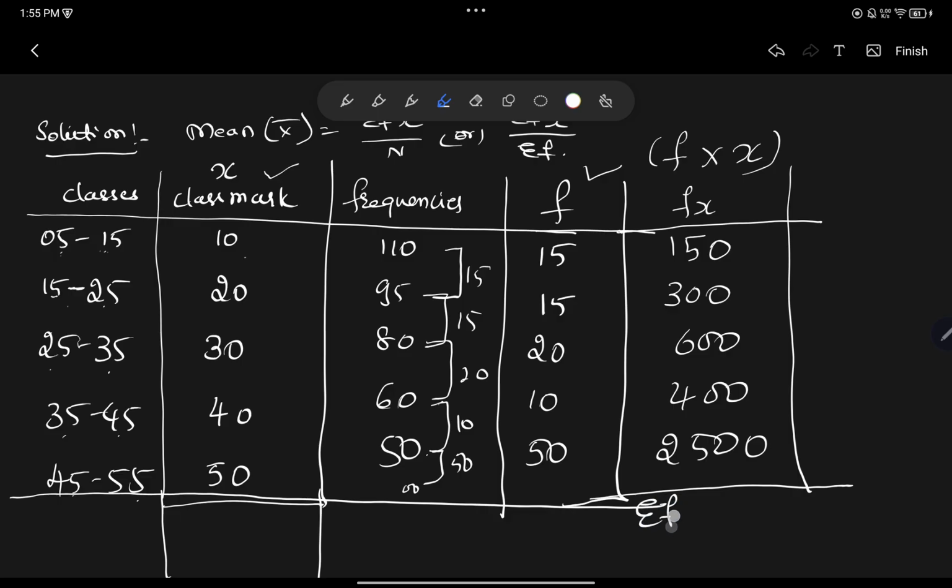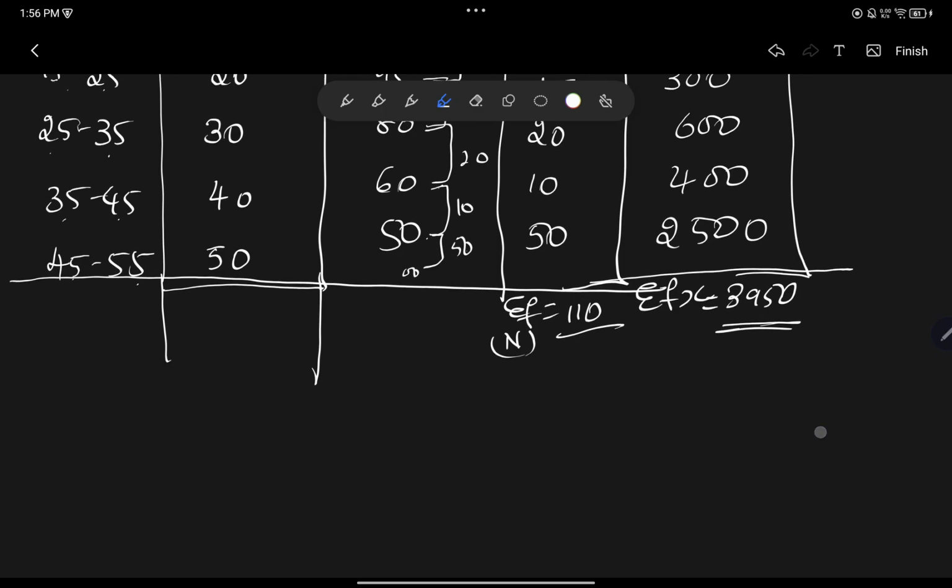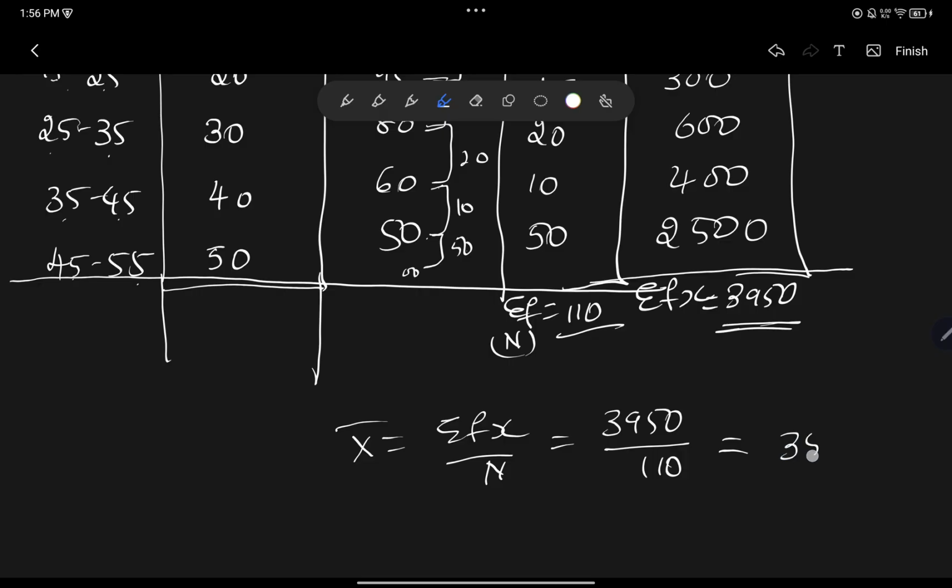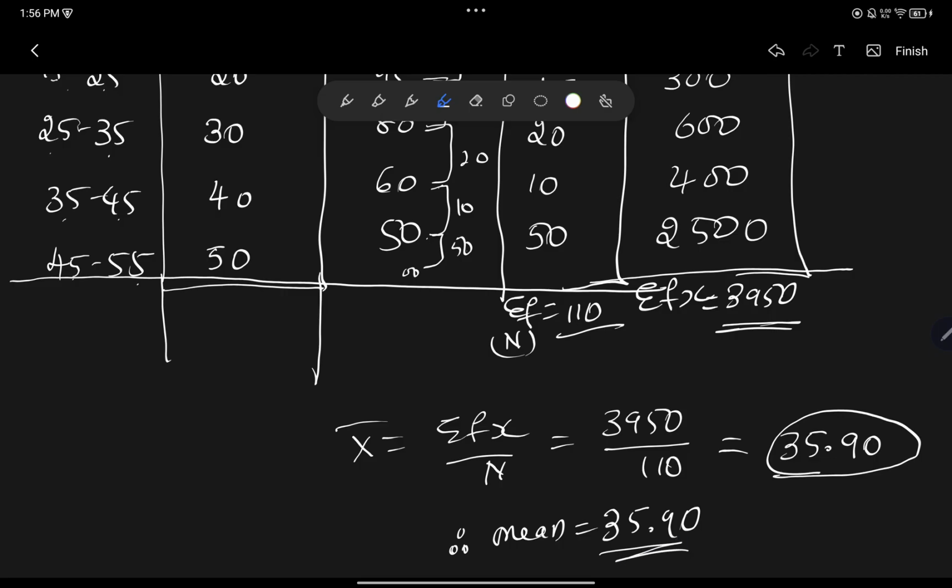So now summation of fx we can get. Summation of f also we can get. This is nothing but n, right? So 15 plus 15 plus 20 plus 10 plus 50 is 110. This is 150 plus 300 plus 600 plus 400 plus 2500 is 3950. So now as per the formula, mean is equal to summation of fx divided by n, which is 3950 divided by 110, which is 35.90. Therefore mean is equal to 35.90. We got mean for this.